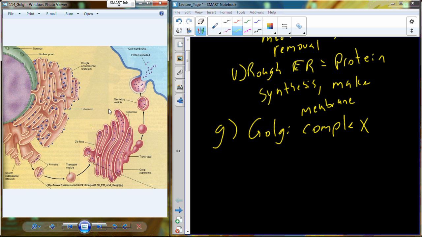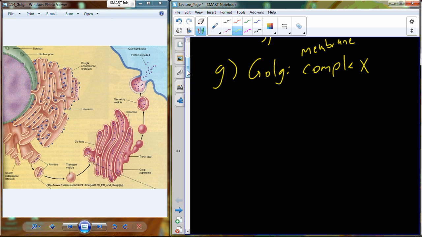The Golgi complex is going to be our next organelle. Endoplasmic reticulum here, and then the Golgi complex here. The Golgi complex looks somewhat similar to the endoplasmic reticulum, a little bit different in appearance. Some people would describe it as being a stack of pancakes, or having the appearance of being a stack of pancakes. It's a two-sided organelle, and the two sides, you have one side that faces the nucleus and one side that faces the cell membrane.